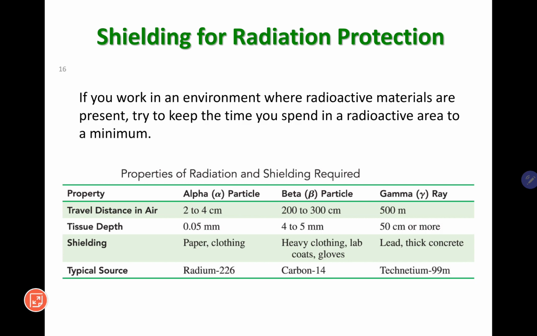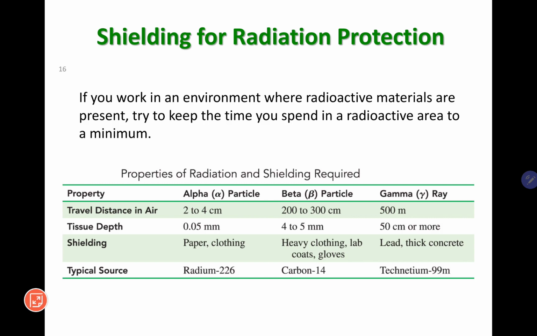Of course, alpha particles are really dangerous if they are inside your body, because a huge radiation particle inside your body could do a lot of damage. But it is easy to protect yourself from alpha particles, mainly because they have a low travel distance, and their penetration depth into our skin is very small.